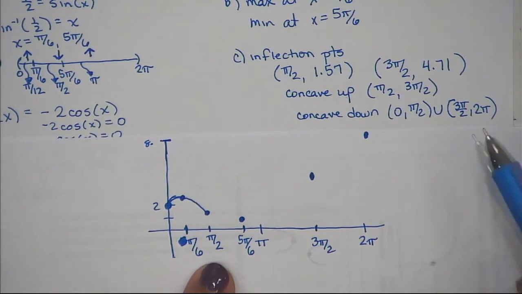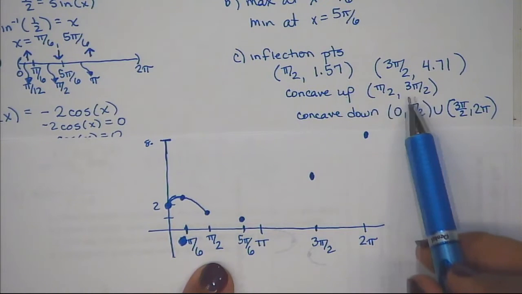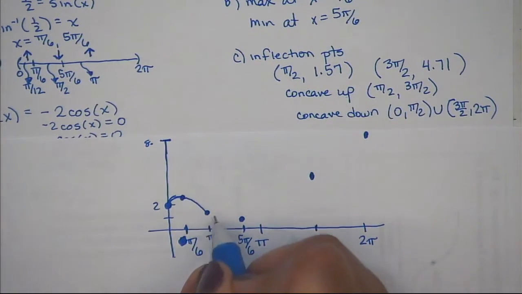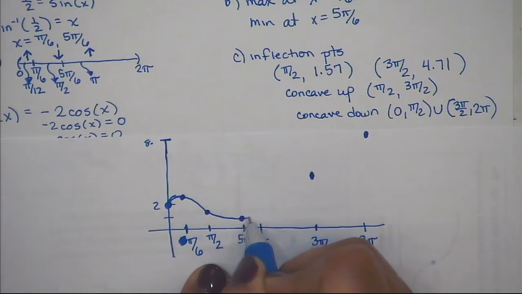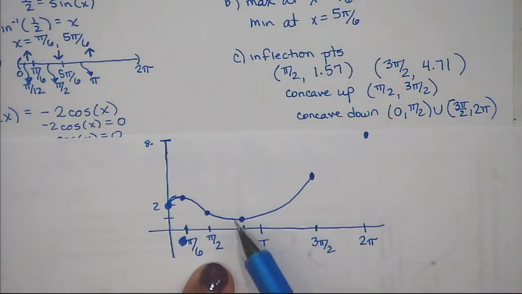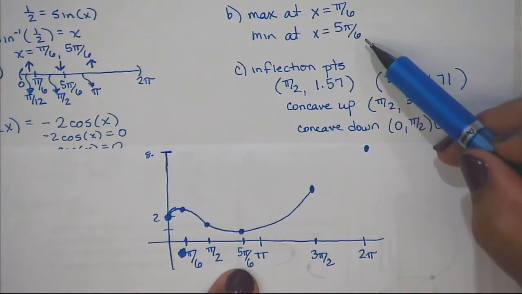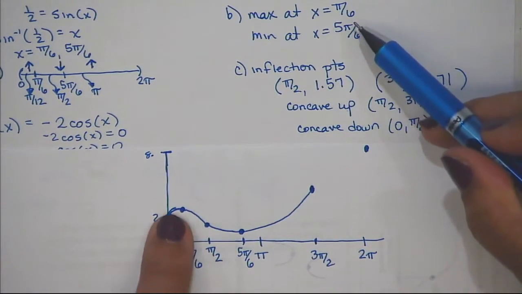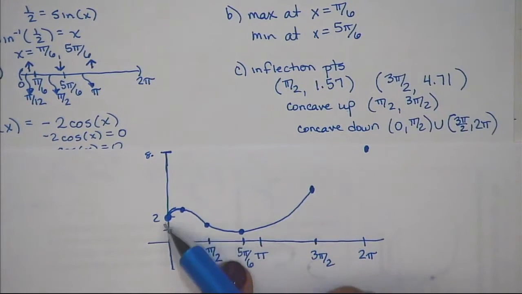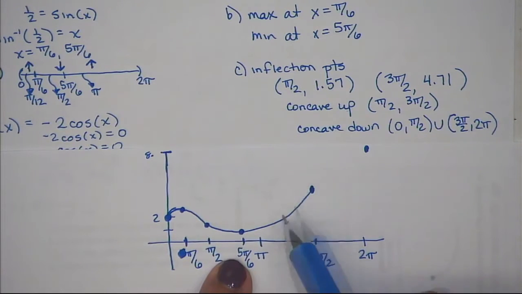All right, where were we? Concave up, remember, between pi over 2 and 3 pi over 2. So if I continue this, that is all concave up. And what happened at 5 pi over 6? We had a minimum, which is what we said. We had our max at pi over 6. There's our minimum. This is concave down, so there's a point of inflection. This is all concave up, point of inflection.